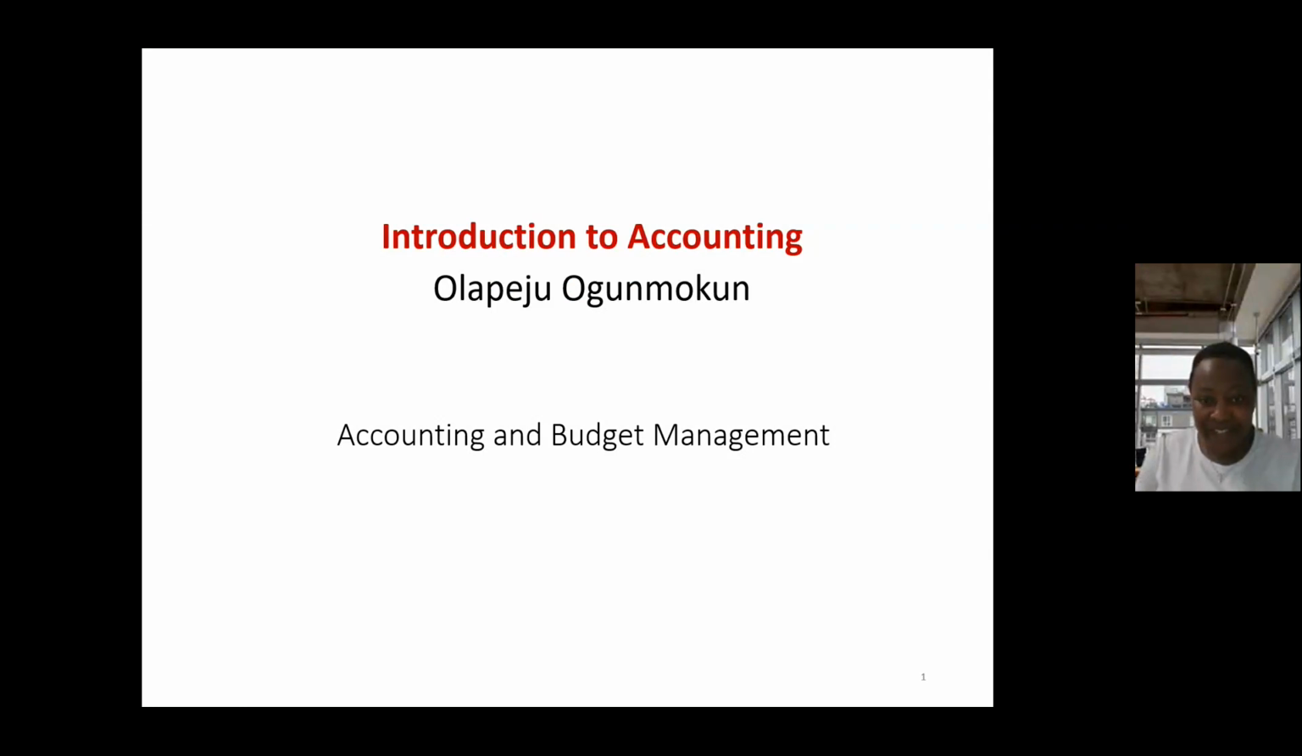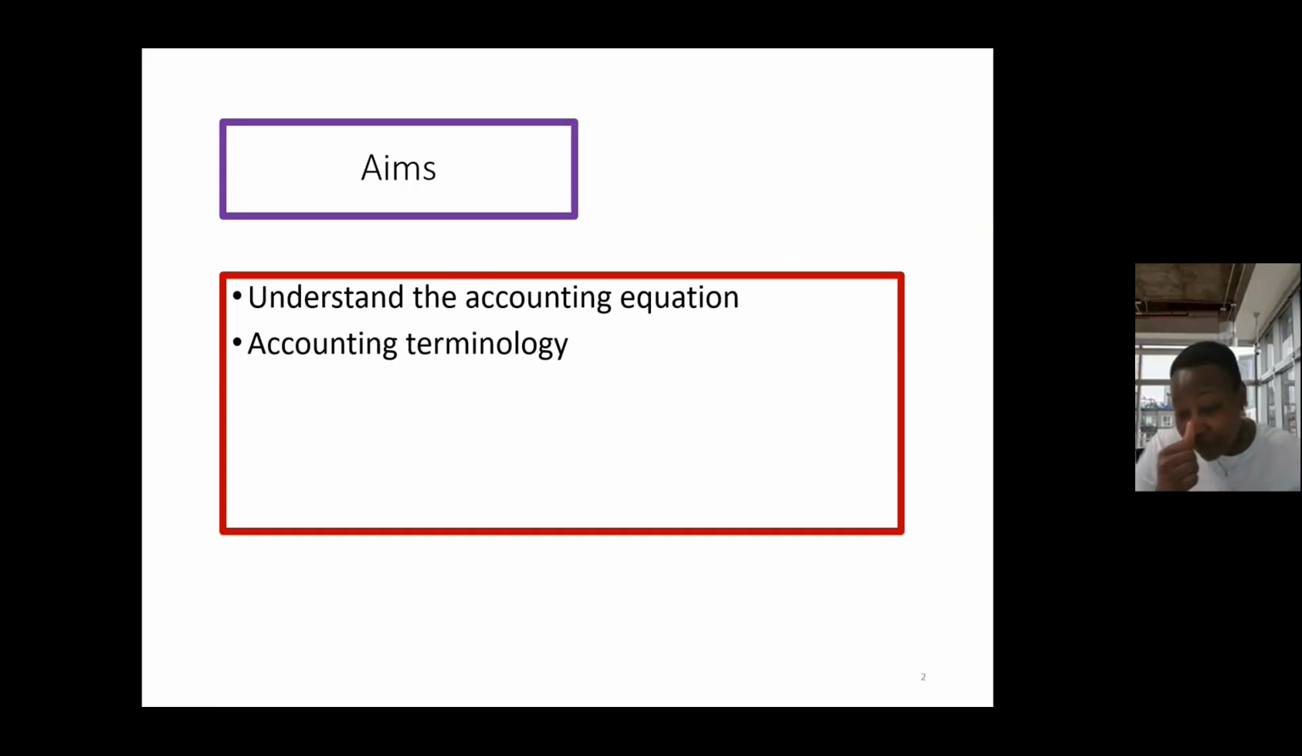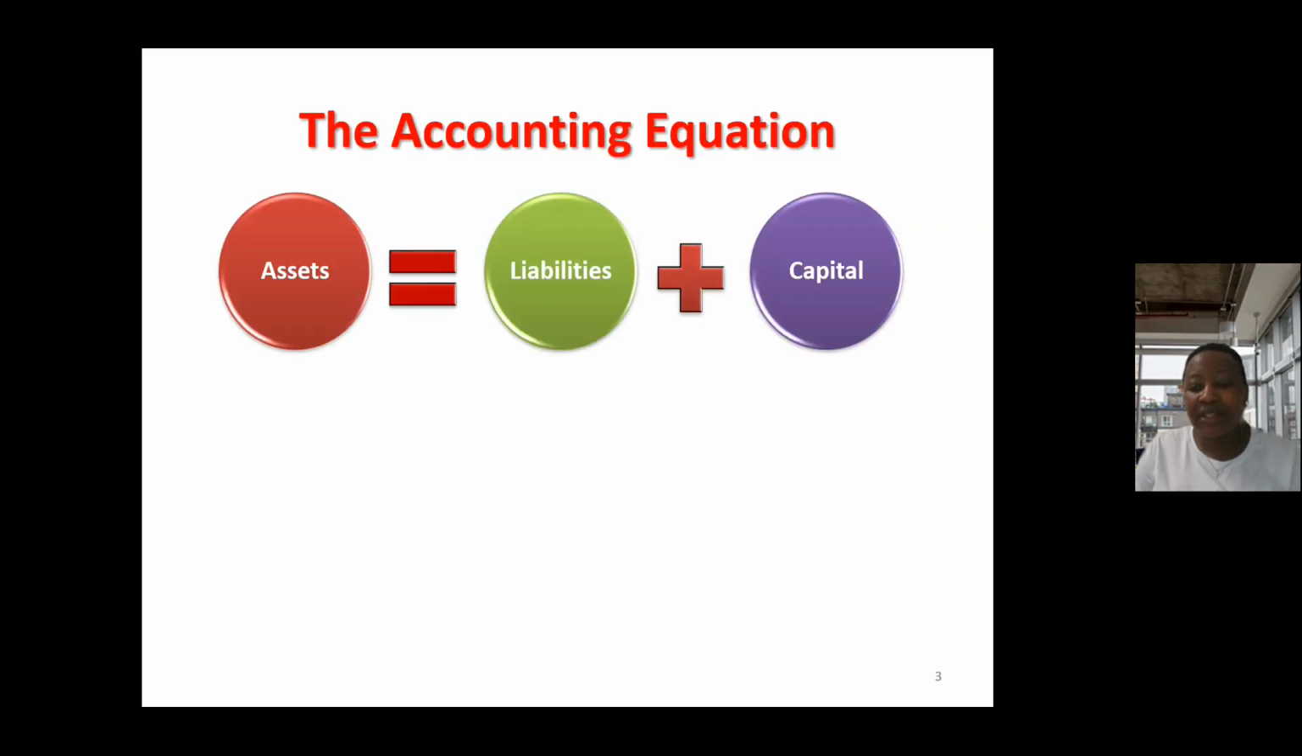Today we'll be introducing ourselves to accounting, and we'll be looking at understanding the accounting equation, as well as some accounting terminologies. So the accounting equation is simply assets equals liabilities plus capital. So it's assets, liabilities plus capital.